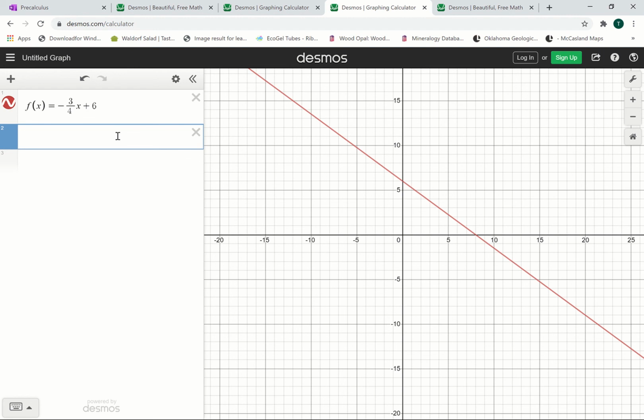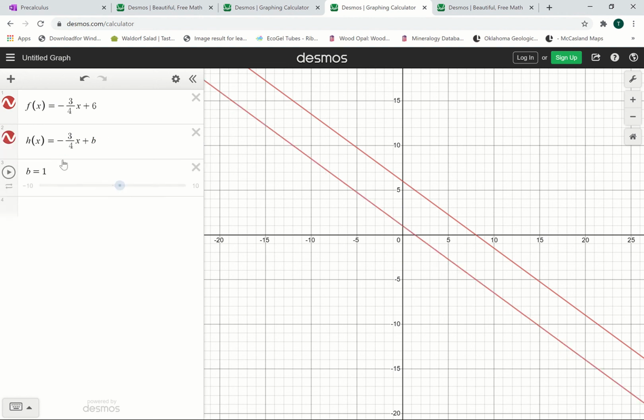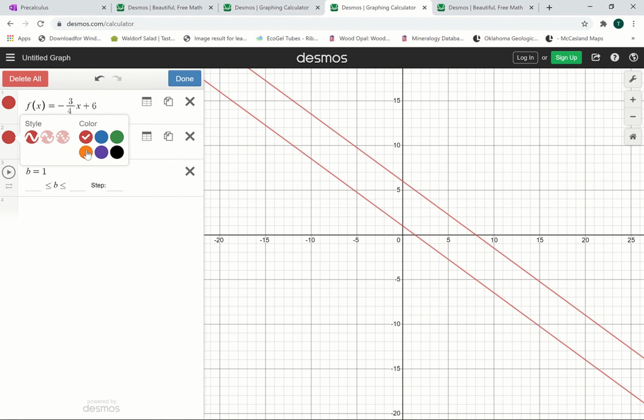So here's our line. Now I am going to make a line that has the same slope, so they're parallel. Now I'm going to add the intercept and I'm going to show you. Let's make this one a different color. Do purple.